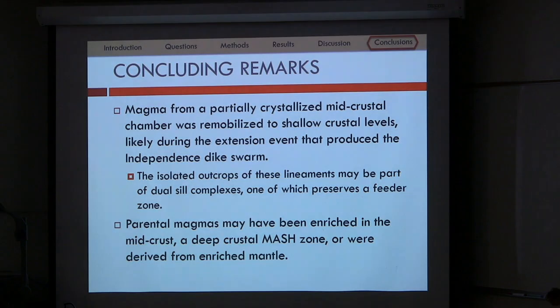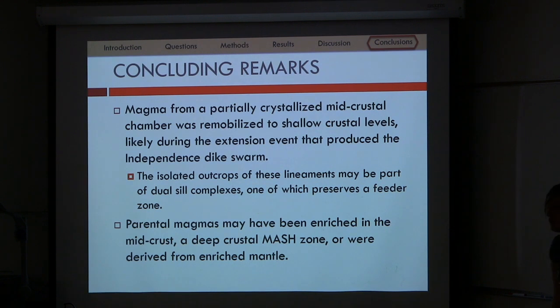Okay? And so, to conclude, we have magma from a partially crystallized magma chamber in the middle crust, and it has remobilized to shallow crustal levels and taken solid xenoliths and crystals with it. And this likely happened during the extension event that produced the Independence Dyke swarm. That would have given us our mechanism to get these to shallow levels as well.